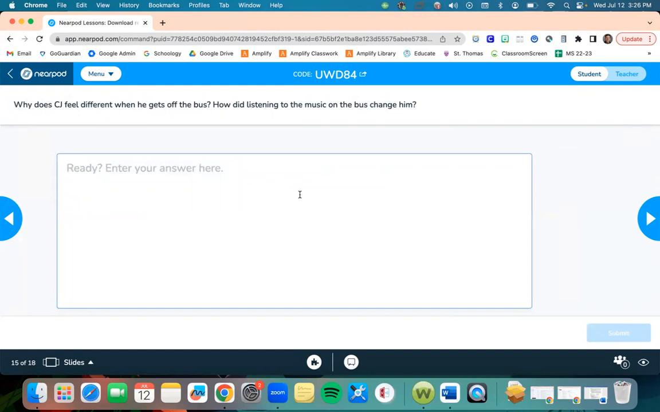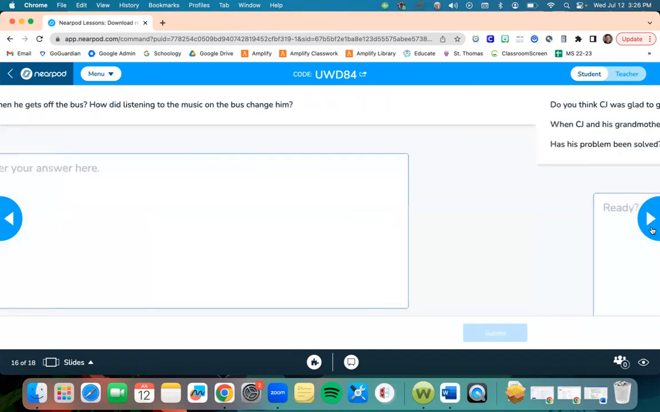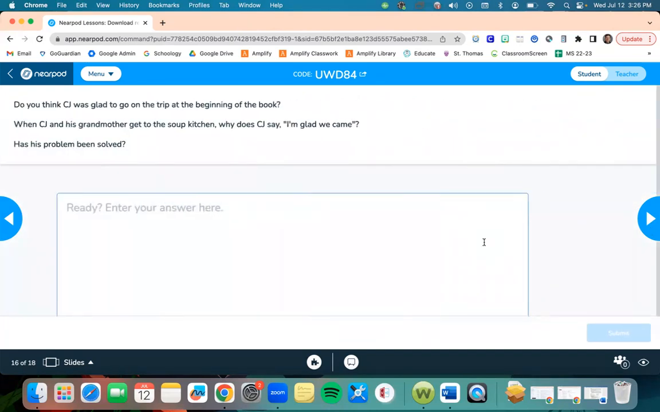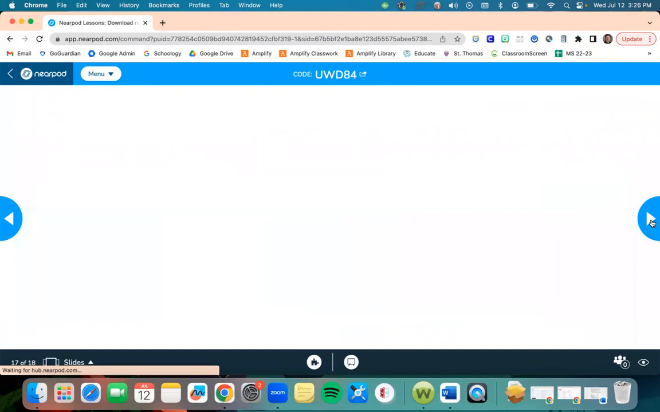So, getting into the falling action: why does CJ start to feel different? How did the music on the bus change him? And then the last question in terms of plot: do you think he was glad at the beginning? Compare that to the end. Why does he say, "I'm glad we came"? Has his problem been solved? We go through all of those plot structure elements together as a class.